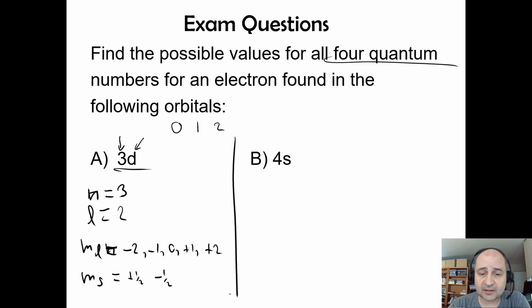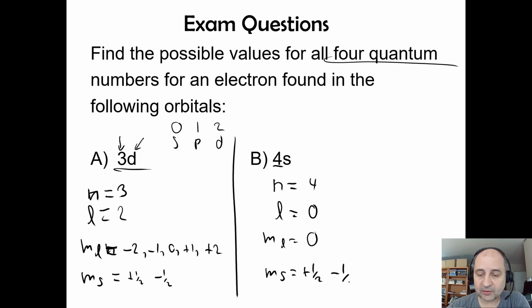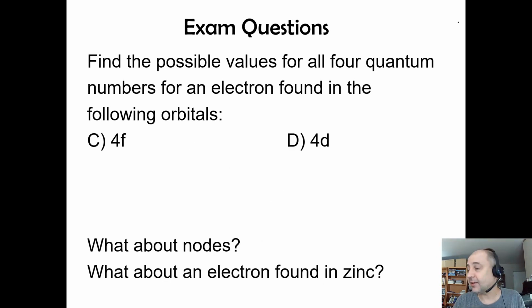Let's do the 4s. n is equal to 4. L is equal to 0 because s is 0, p is 1, d is 2, right? And then m sub L is just -L to +L in integers, and so since it's 0, it's just 0. And then, as I said, m sub S is just +1/2 or -1/2.